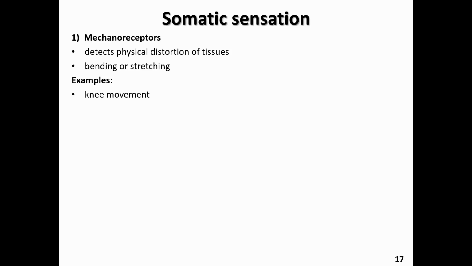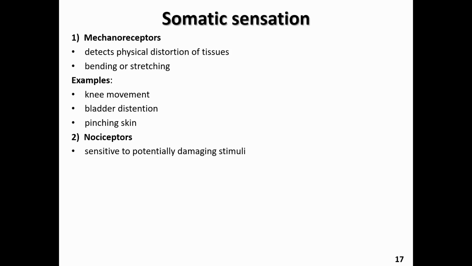And so on this slide, we're going to take a look at the different types of receptors based upon stimulus type. So mechanoreceptors are receptors that are sensitive to mechanical stimuli, and these are receptors that detect physical distortion of tissues, so bending or stretching of tissues. Some examples include knee movement. These can come internally as well. So bladder distension will stretch and compress sensory receptors buried in the wall of the smooth muscle of the bladder, or pinching skin will discharge those sensory receptors.